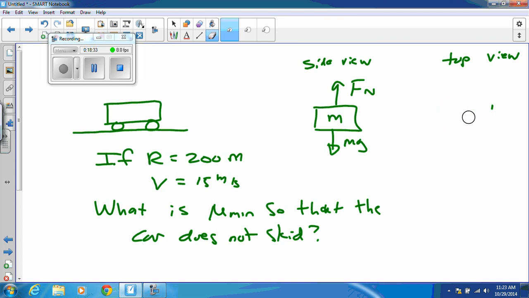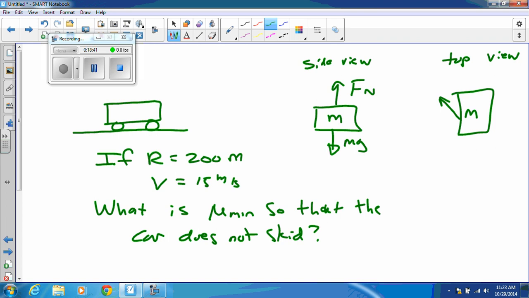And actually our top view, let's make it consistent with what we had. This was at point B. So let's have our car like this, top view, and we said that the acceleration was pointed kind of like this, wasn't it? And so that acceleration is going to have to be provided by the only possible force operating in that direction, which is friction. So we're going to have a force of friction right here.